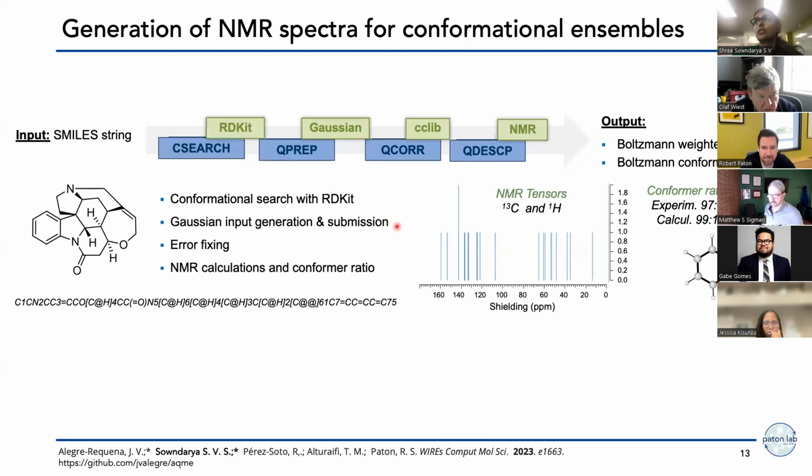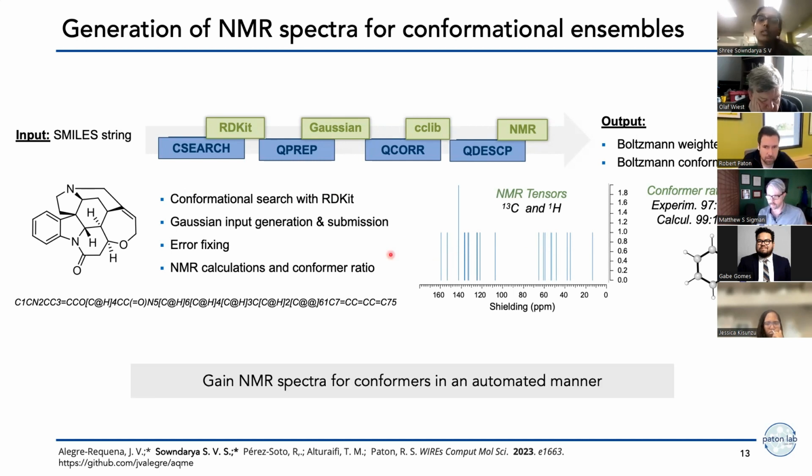Utilizing just 5 or 6 lines of code, you could move from just a SMILES string representation to the output of the NMR spectra. And the different modules involved here correspond to CSEARCH, which will be helpful in doing conformer search with RDKit. You could utilize the QPREP module to generate input files, which are based off of Gaussian here. And then you could do error fixing utilizing the QCORR module, and finally use the QDESCP module to calculate NMR, and then finally get the conformer ratio.